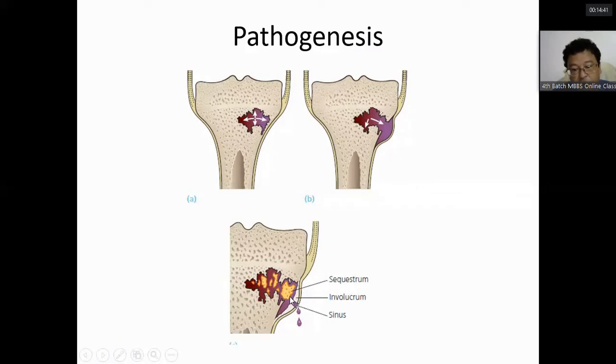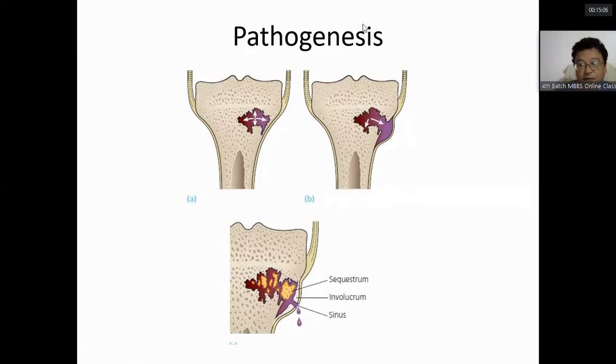Now, from the cloaca, it comes out, but it still lies within the skin. So, after a long time, the spicules of bone come from the sequestrum to lie beneath the skin, but ultimately it also comes out from the skin, okay? And at that time, a sinus is formed, okay? So, know what is sinus and know what is cloaca, okay?